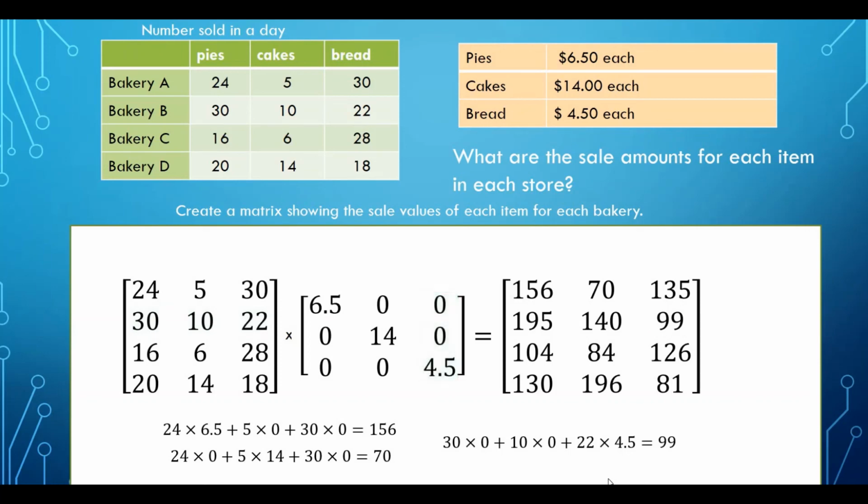In summary, the value that we've put in the first part of our identity matrix multiplies by the values in our first column. The $14, which is in the second column of our matrix, gets multiplied by the values in the second column of our original matrix. And the $4.50 multiplies by the values in our third column to give us our resultant matrix of the value of each of the pies, cakes and bread for each of the bakeries A, B, C and D.